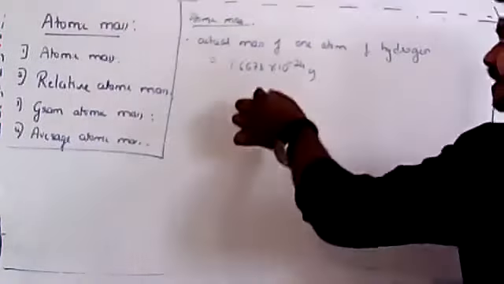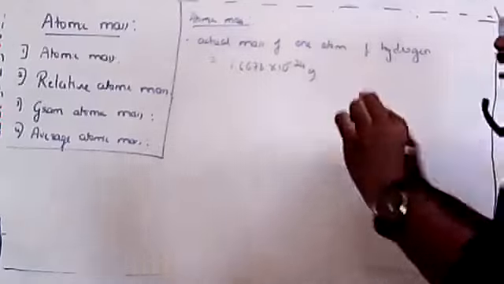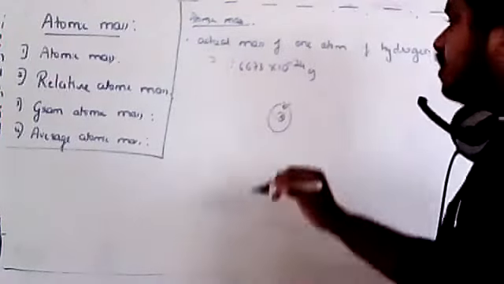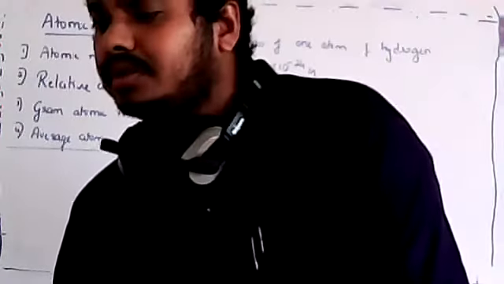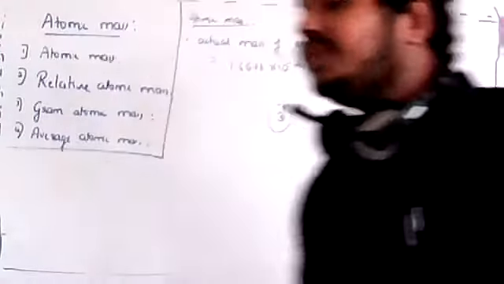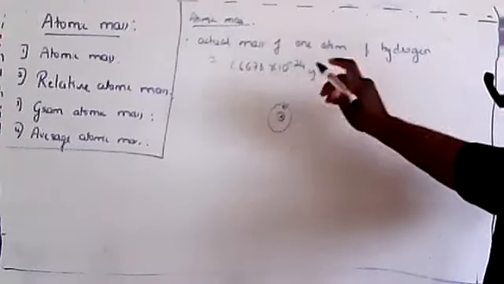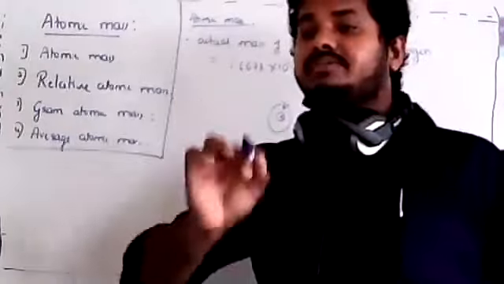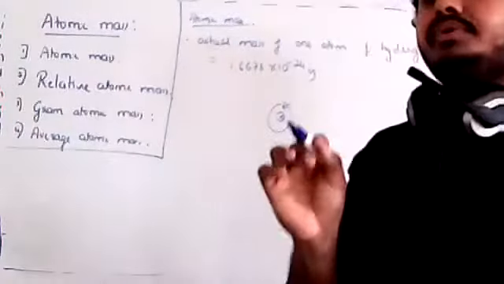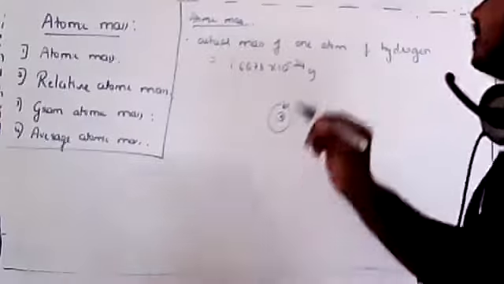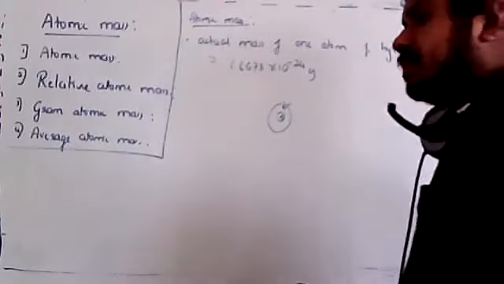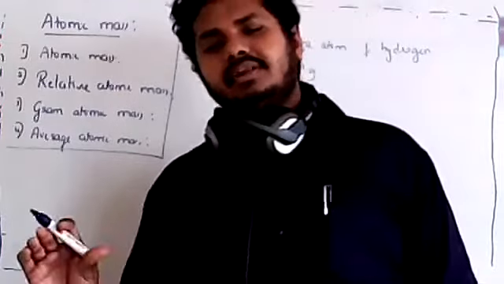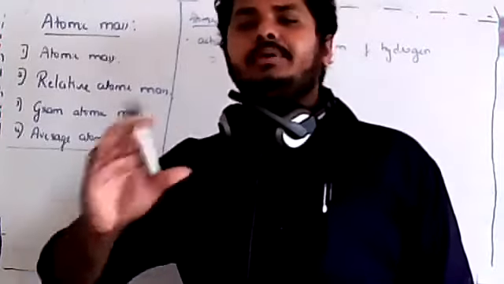Try to understand that when you take one hydrogen atom, it contains only one proton and one electron around it. The actual mass of this is such a small value, only 1.66 into 10 to the power minus 24. If you write it in decimal form, you need around 23 zeros before 16673 comes. This is little confusing. Every time we cannot be dependent on a number which is such a small one.